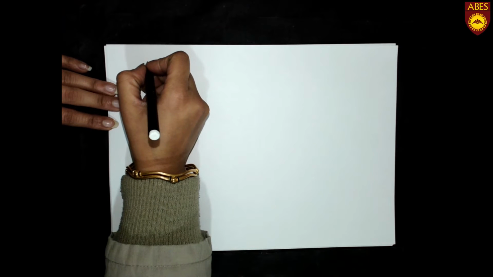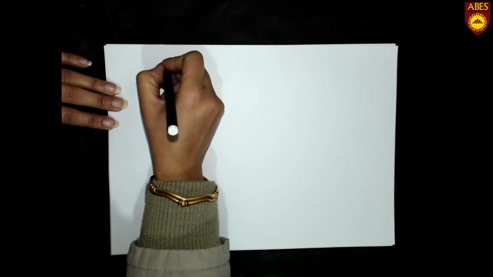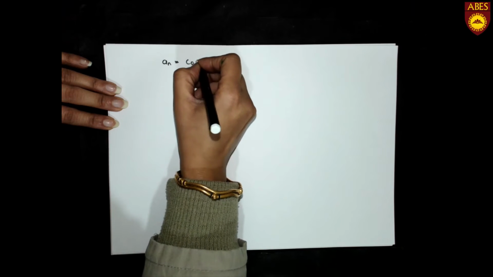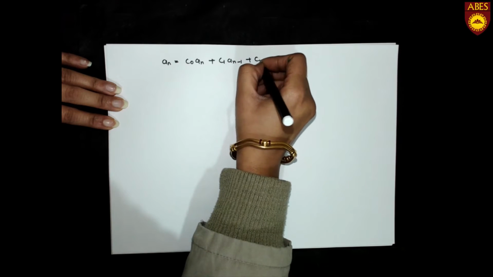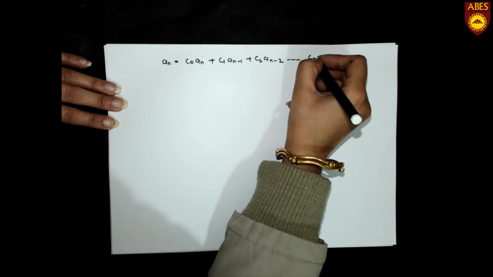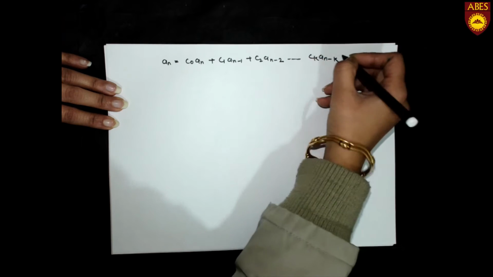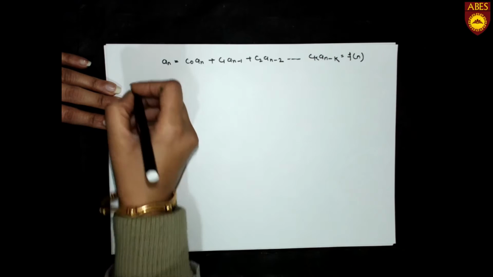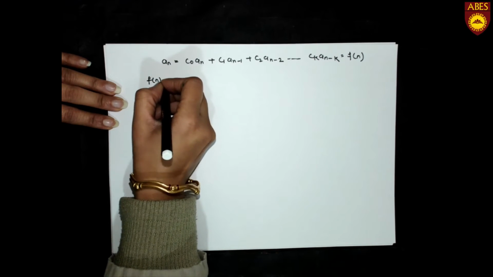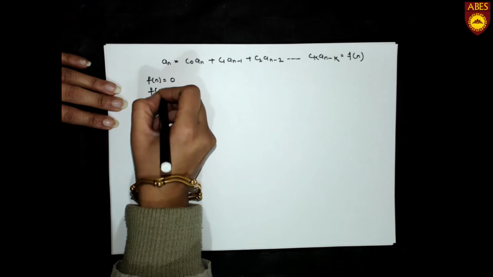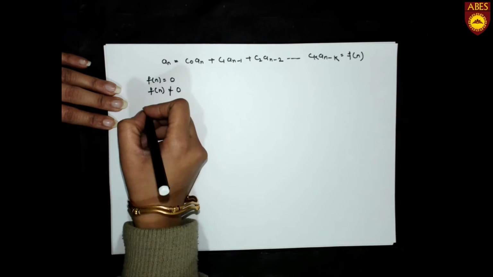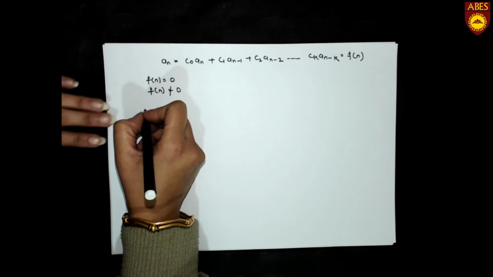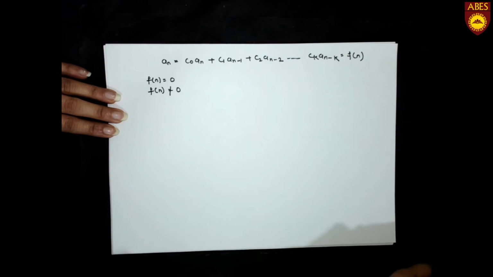First of all, we'll take the equation of recurrence relation. The equation is an is equal to c0 an plus c1 an minus 1 plus c2 an minus 2 up to ck an minus k is equal to Fn. If it is homogeneous, Fn is equal to 0, and if it is non-homogeneous, Fn is not equal to 0. So here we will take the homogeneous solution of recurrence relation by using the characteristic root method.